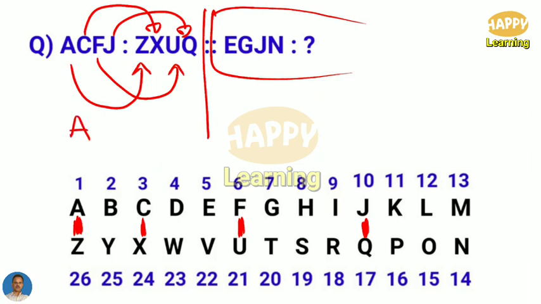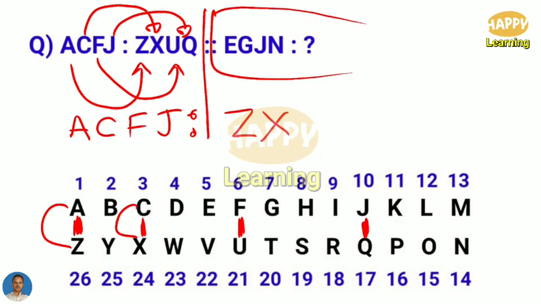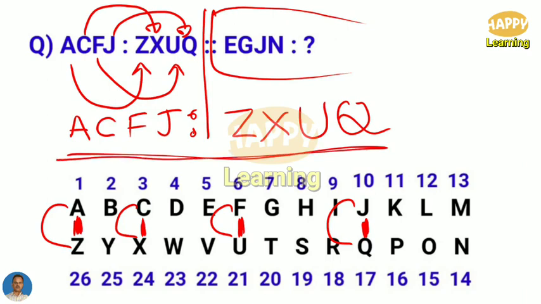So A, C, F, J. Opposite to A, Z is there. Opposite to C, X is there. Opposite to F, U is there. Opposite to J, Q is there. So this is the relation here.